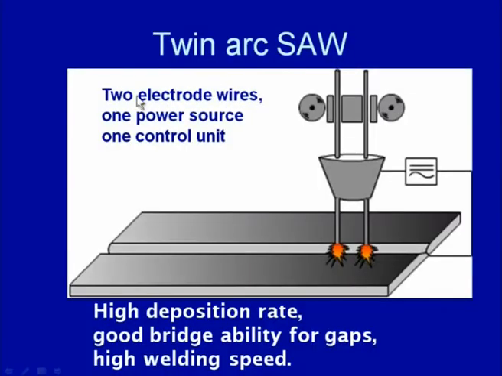If we see the twin arc submerged arc welding process, it uses two electrode wires which are fed through the contact tubes, and the arc is established between these two electrodes and the base metal. In both cases, it uses one power source and one control unit. So, this is the typical setup of the twin arc submerged arc welding process. When twin electrodes are used, it offers a high deposition rate, good bridgeability for gaps, and high welding speeds are obtained.